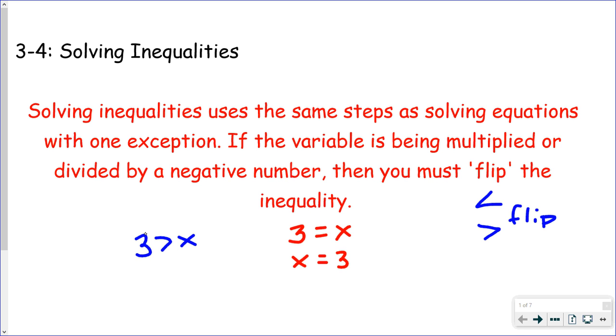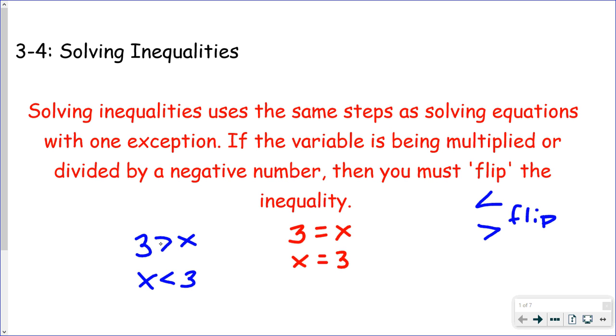You have to be careful. This says 3 is greater than x, right? So in other words, x is less than 3. So when I move the variable over to the other side, for this to have the same meaning, I also have to flip the inequality around. So this and this mean the same things, right?